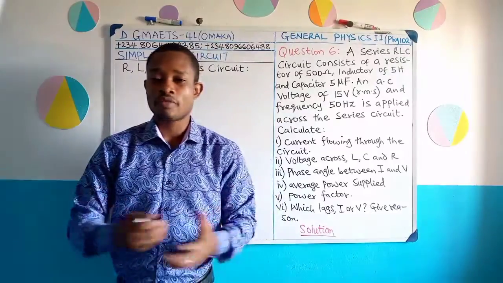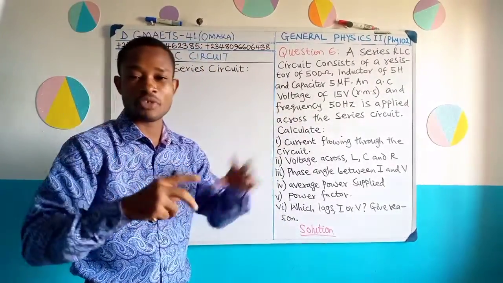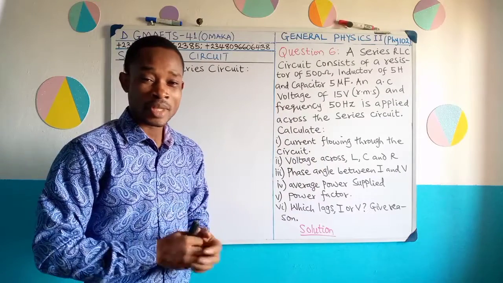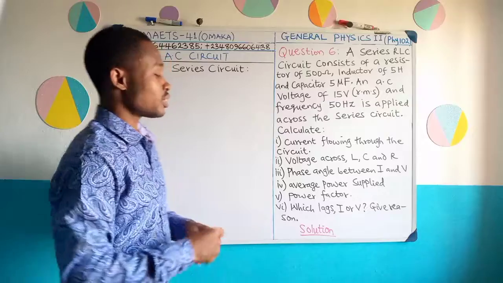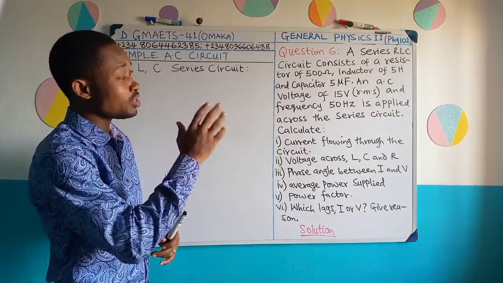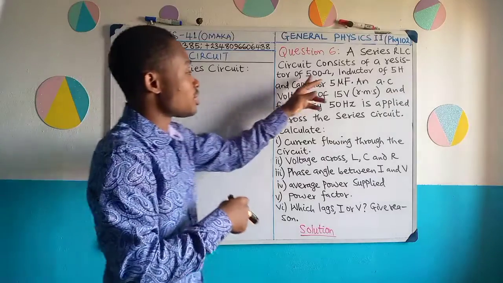So we are going to solve this problem now. Let us see how we will use what we have learned before to solve all these things. It is a small thing, not hard. Let us solve and see. First, we bring out the things we know from the question. If you see the question, we know the resistance.